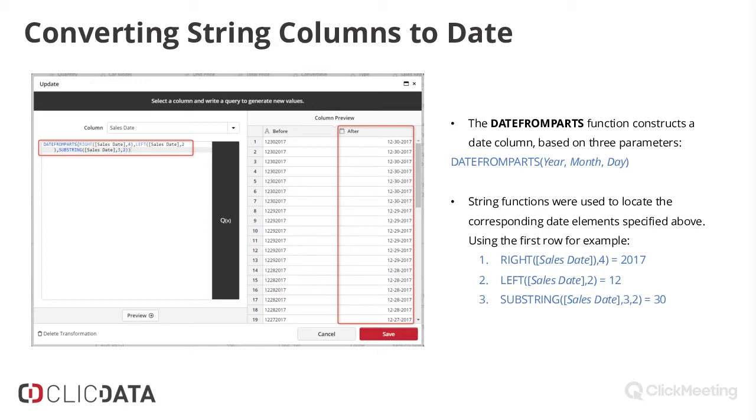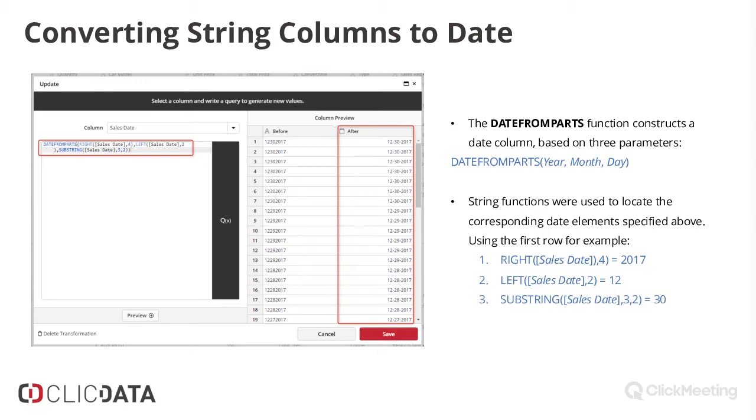So since my months are first, I do want to take the first two characters from that left side to get my month, which would be 12. And then we do have substring for our day parameter. And because the day element is in the middle of my string, we need to specify where we want to start parsing and how many characters to parse.